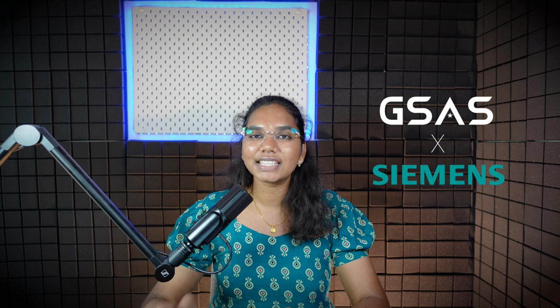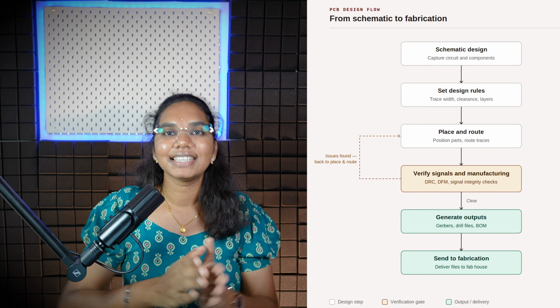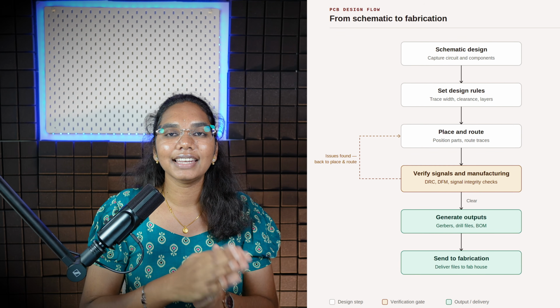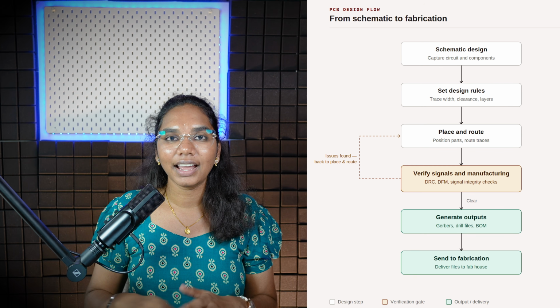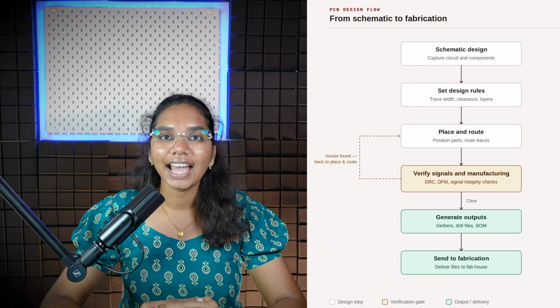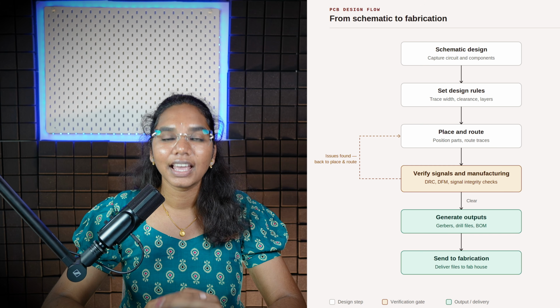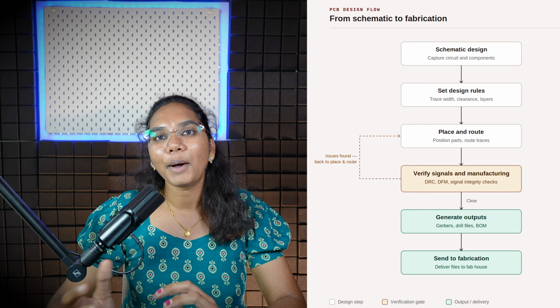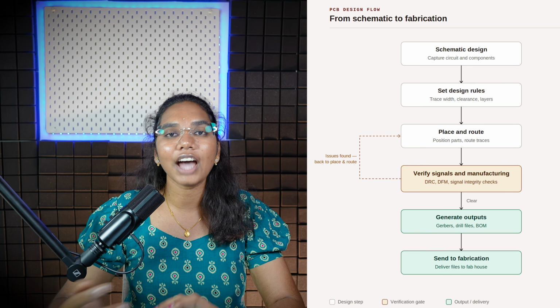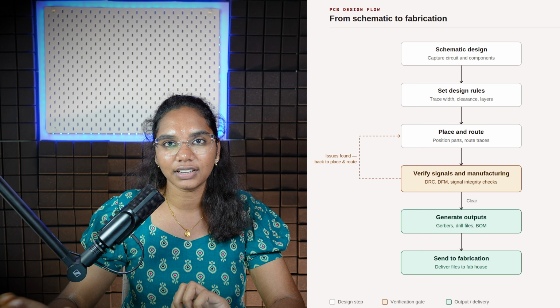We, GSAS, are the authorized partners for Siemens EDA tools. Before going into that design tool, let's walk you through the PCB design flow. Starting from the schematic, then set the design rules, place and route the board, and verify the signals and manufacturing problems. If everything is clear, then you can generate the outputs and send them to the fabrication unit. Now let's open the design tool.